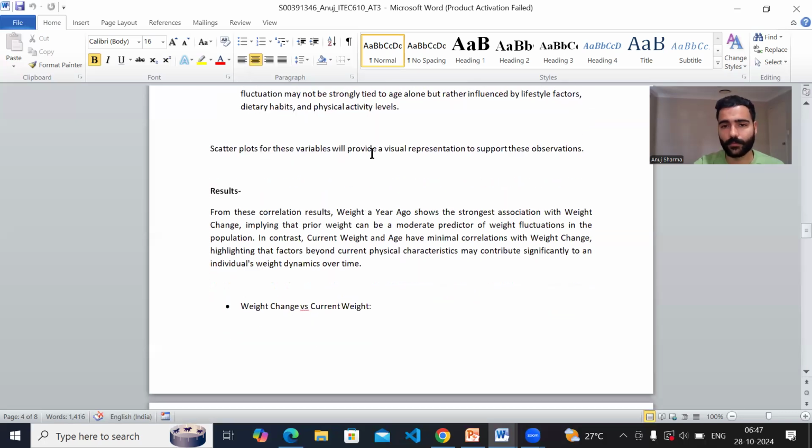I use scatter plots for the visual representation, and that is the result. From these correlation results, weight a year ago shows the strongest association with the weight change, implying that prior weight can be a moderate predictor of weight fluctuations in the population. In contrast, current weight and age have minimal correlation with weight change, highlighting that factors beyond current physical characteristics may contribute significantly to an individual's weight dynamics over time.